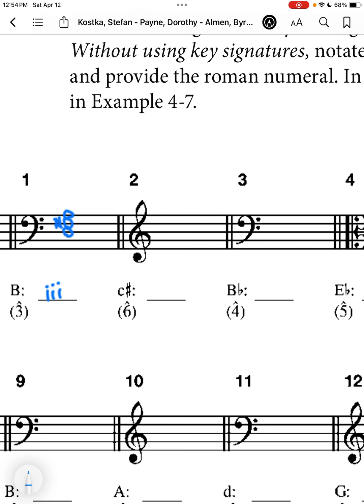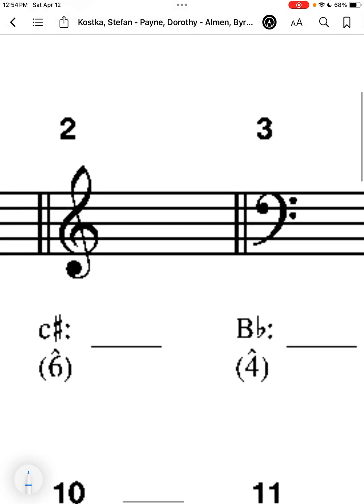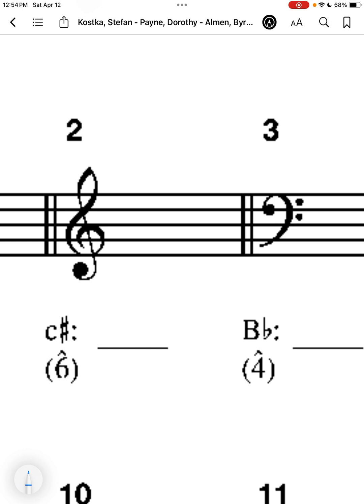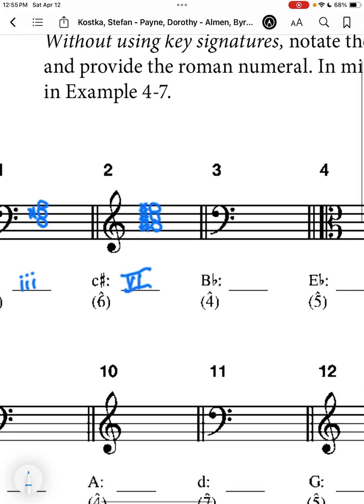C sharp 6. Okay. C sharp 6. Dang it. C sharp. G, D, E, F, G, A sharp. A sharp. C, E sharp. That is 6. Okay. Oh, wait. Oh. Make it major. Okay. A sharp, C sharp, E sharp. Major. That's why, because it's the capital.